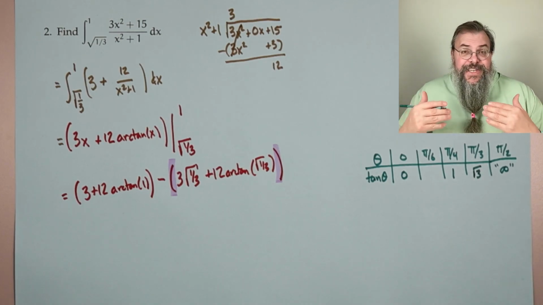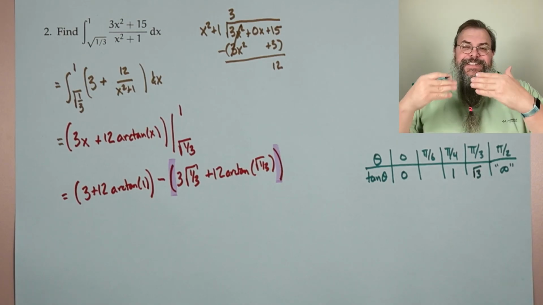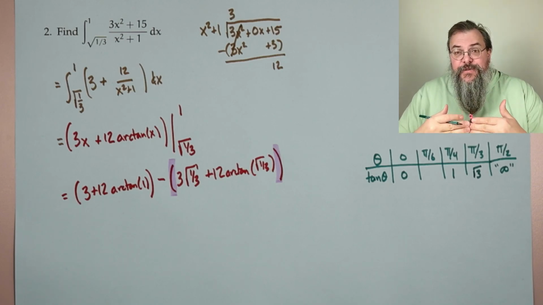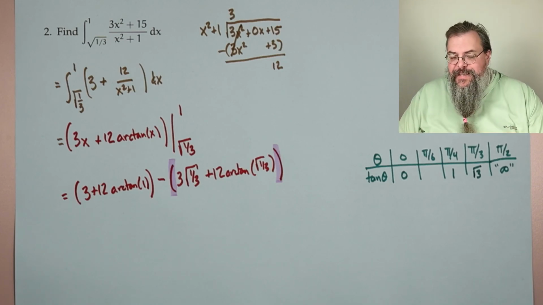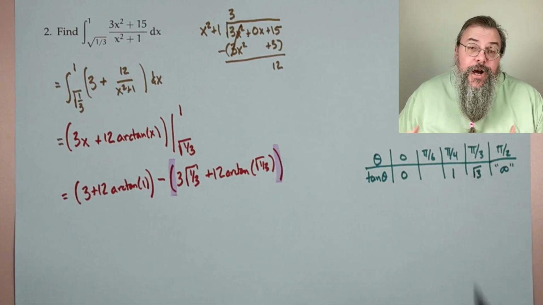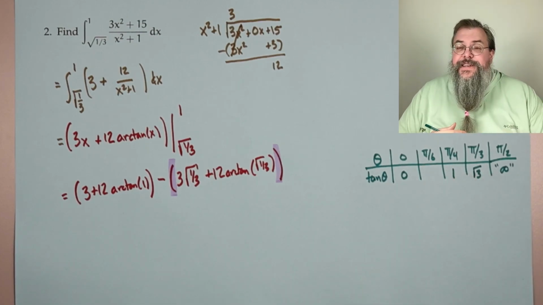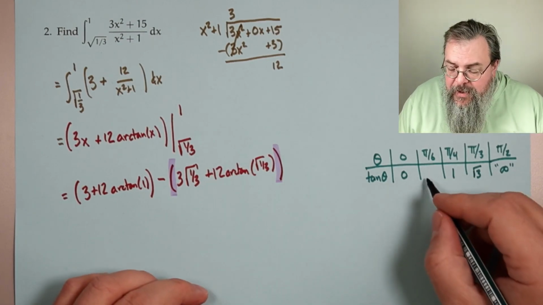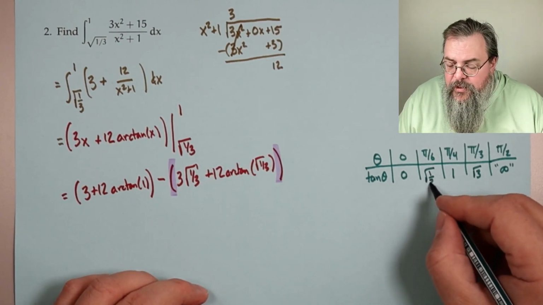What about pi over 6? Well, sine of pi over 6 is 1/2, and cosine of pi over 6 is root 3 over 2. Kind of like the opposite. These angles are complementary, so that's not too surprising. So when you divide, you get 1 over root 3, which, by the way, is the same as root 1/3.